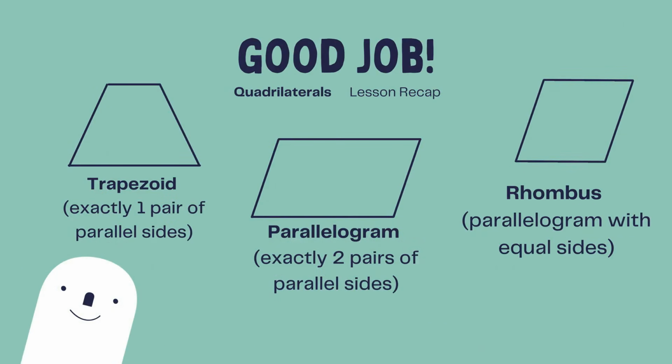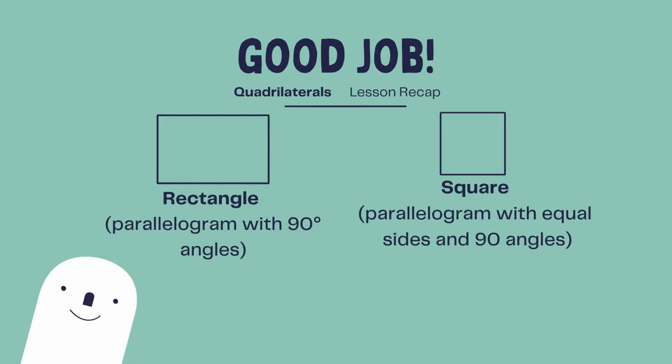A trapezoid is a quadrilateral with exactly one pair of parallel sides. A parallelogram has exactly two pairs of parallel sides, and a rhombus is a parallelogram with equal sides, so it also has two pairs of parallel sides. A rectangle is a parallelogram with 90-degree angles. A square is another parallelogram with equal sides and 90-degree angles.